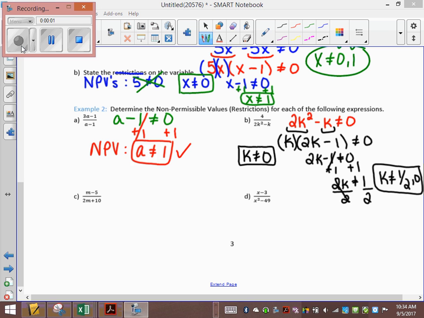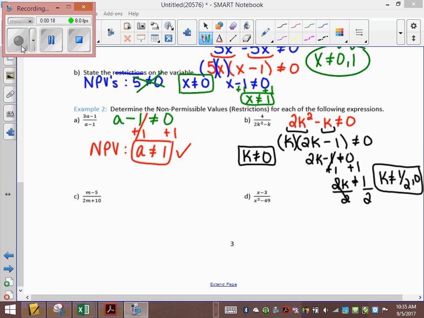Determine the non-permissible values restrictions for the following. So you have m minus 5 and then you have the 2m plus 10. Remember, your restrictions only occur in the denominator because your denominator can't be 0. But I proved to you the other day that your numerator, the top, can be 0, correct? So we just do it based on the bottom.